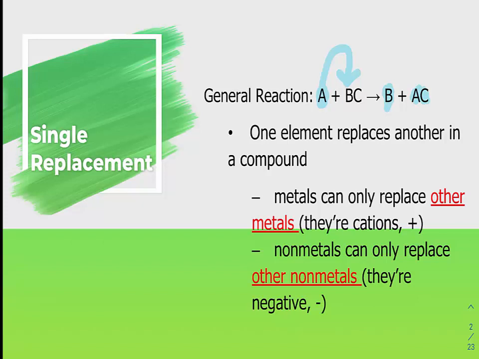Now, the only way that this is going to work is if A is a better metal than B. It has to be better to kick something else out. So metals can replace other metals because they're both cations and positive. And then nonmetals can only replace other nonmetals. They're both negative. But again, this has to be an upgrade in order for it to happen, or it won't happen.